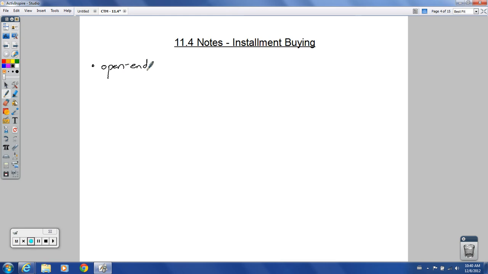So, open-end installment loan. What is an open-end installment loan? First of all, that is something where you can make, it's a loan where you can make variable payments each month.